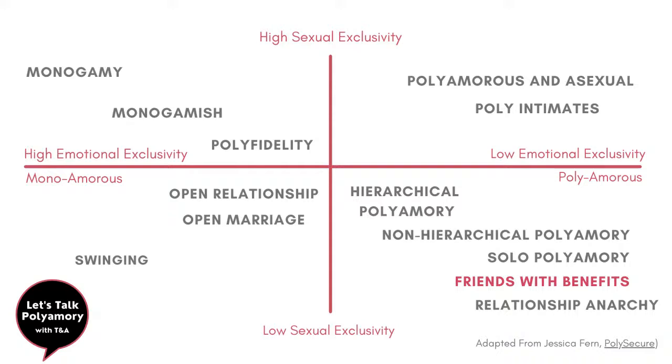So then we go into the top corner, which I think we'll go through really quickly because I do want to get to those questions. Polyintimates and polyamorous and asexual. So in this way, there's lower emotional exclusivity, but there's also higher sexual exclusivity, and it's different. You say asexual and that gets confusing, but let's start with polyintimates.